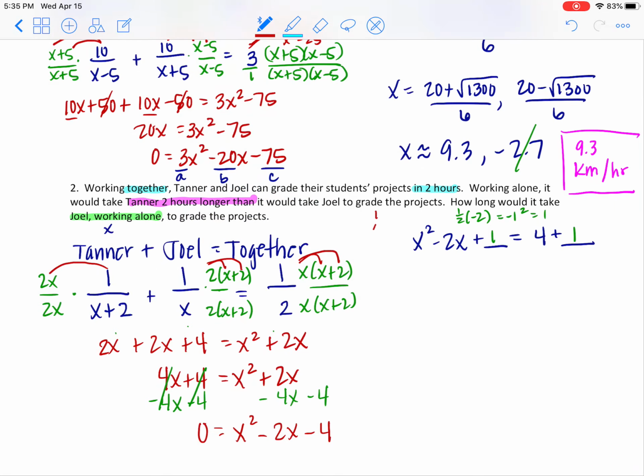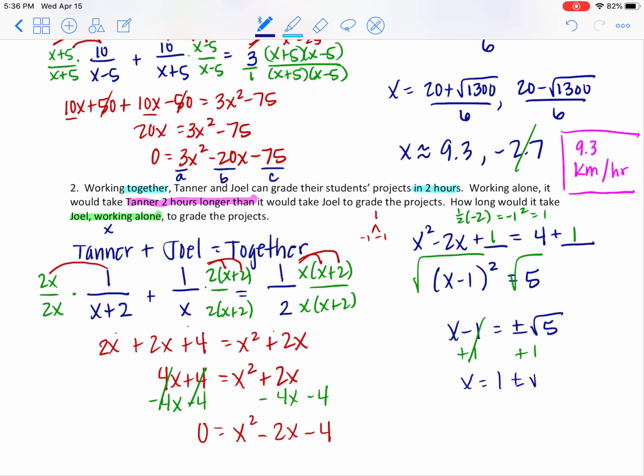And then the factors of 1 that make -2 are -1 and -1. So this is going to factor into x minus 1, or x minus 1 squared. And on the other side, I've got a 5. And now I can square root both sides. So now I have x minus 1 equal to, don't forget your plus or minus, and then I can't simplify the square root of 5. And then I lastly need to add the 1 over.